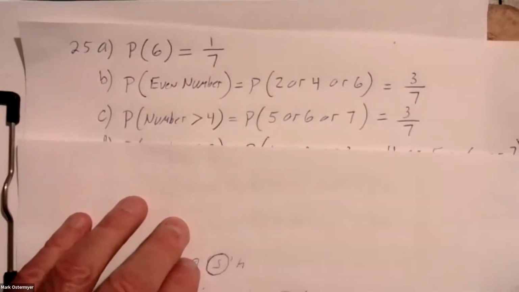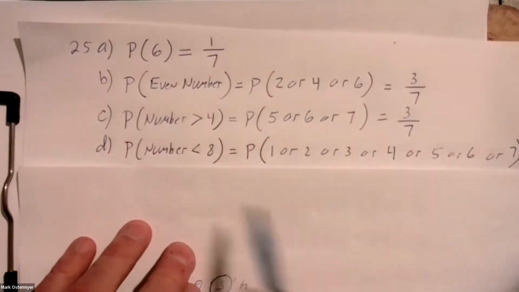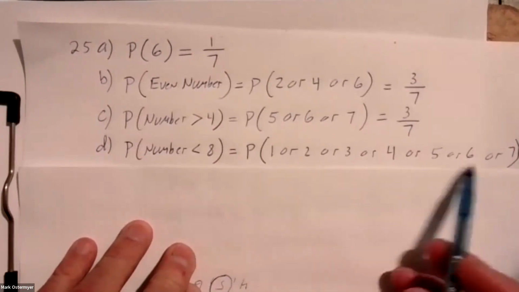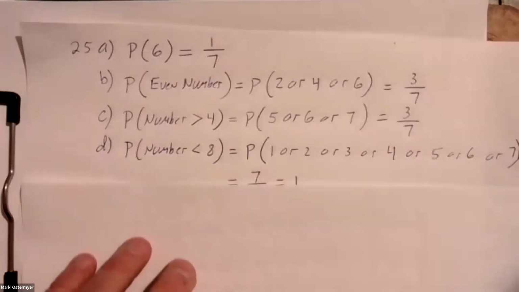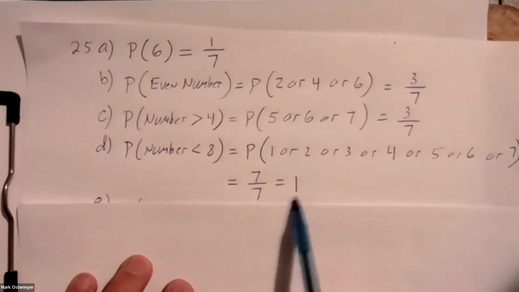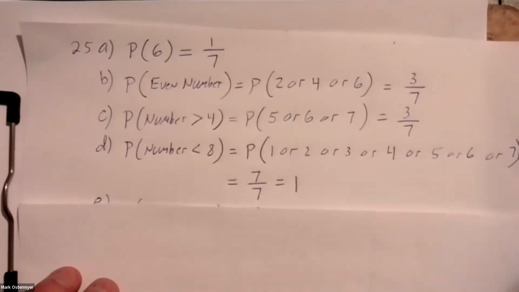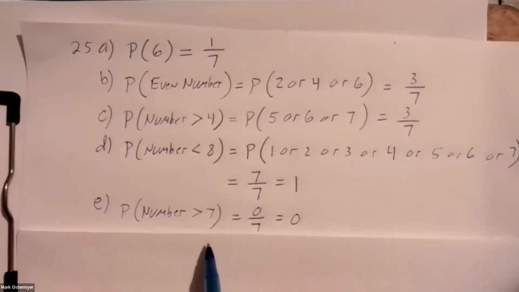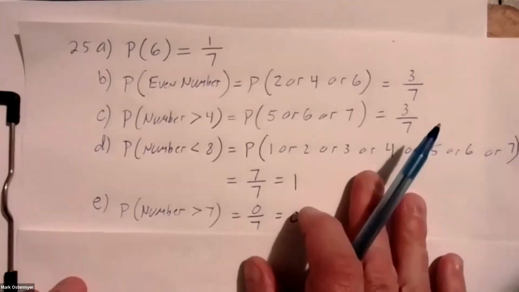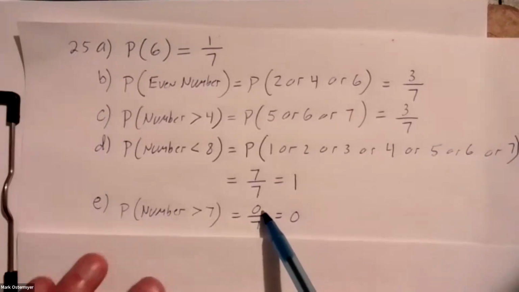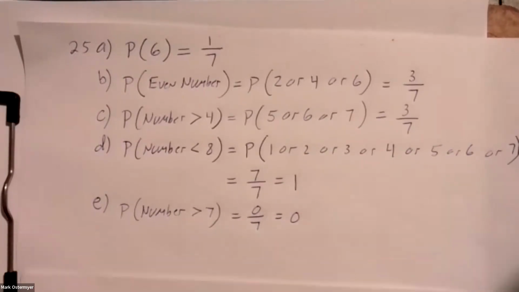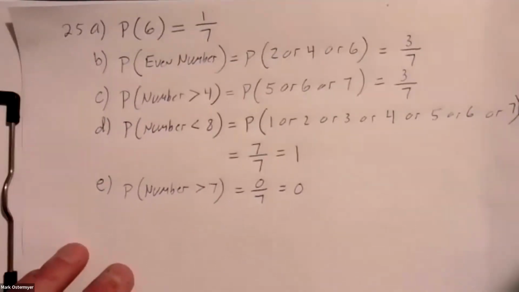That's your probability. What's the probability of spinning a number that's less than 8? Well, every number is less than 8. So that would be 7 out of 7 ways of that happening, or 100% chance you're going to spin a number less than 8. What's the probability of spinning a number greater than 7? Well, there are no numbers greater than 7 on this wheel, and so there would be 0 ways of that happening. Out of 7 outcomes, probability is 0. Making sense, ladies and gentlemen? Are we getting this here?